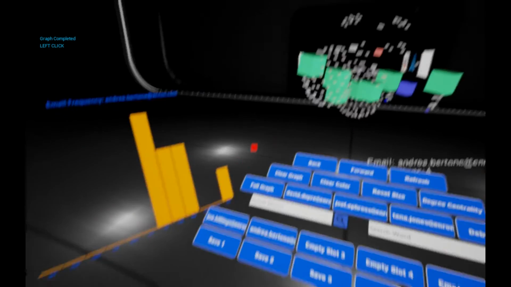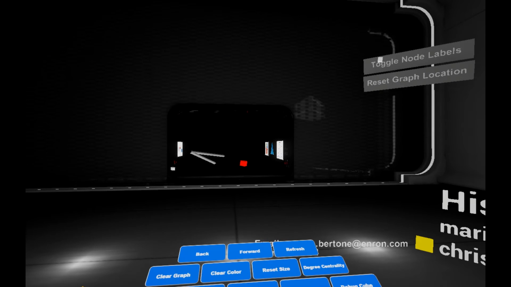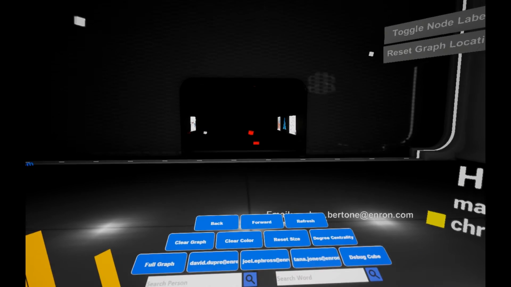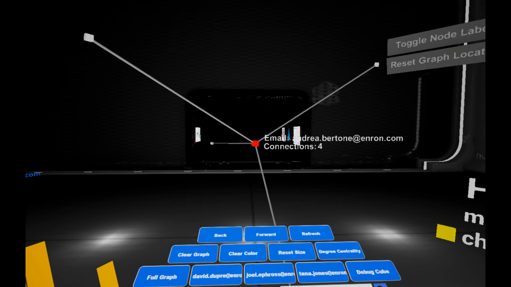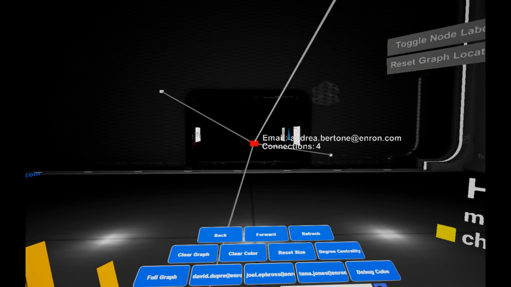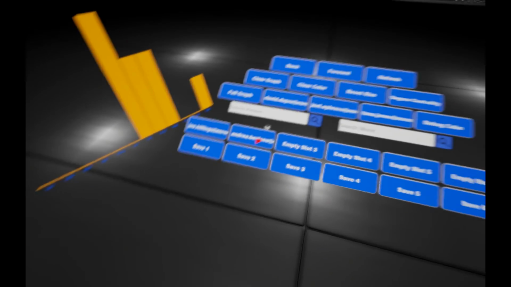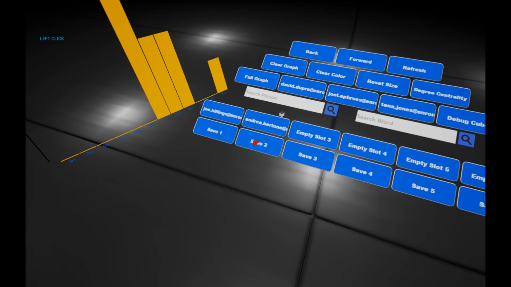Andrea is interesting to me. I want to focus more on her. I click on her, and this grows a new graph with Andrea as the center, here in red, and all of her connections surround her. I'm going to save Andrea's network so I can come back to it at any time. Now I can load my original network and continue to find people of interest.